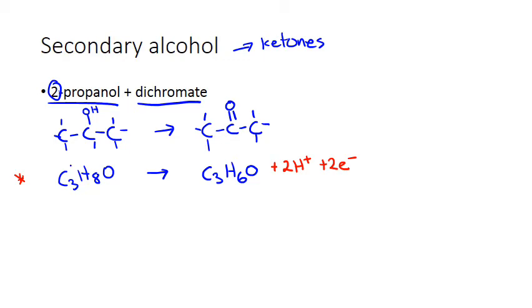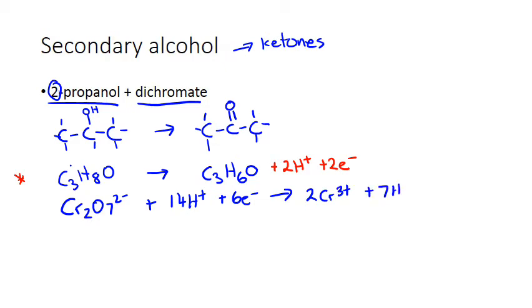Alright, and then all I need to do now is write out the oxidation half reaction for the dichromate. So page 446, if you can't remember it, and we've got dichromate. Okay, so all we do is we just write out the half reaction for that, and 2 chromium 3 plus 7 water.